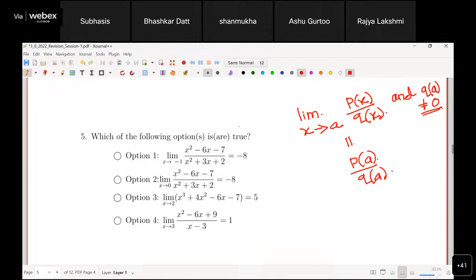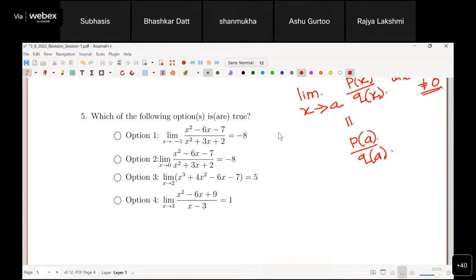So the first thing you need to check is that p of x and q of x are both polynomials. There's actually nothing special about polynomials. Certainly I am not discussing continuous functions yet, but let me tell you, if both p of x and q of x are continuous functions and q of a is not equal to 0, then this limit is nothing but p of a by q of a.